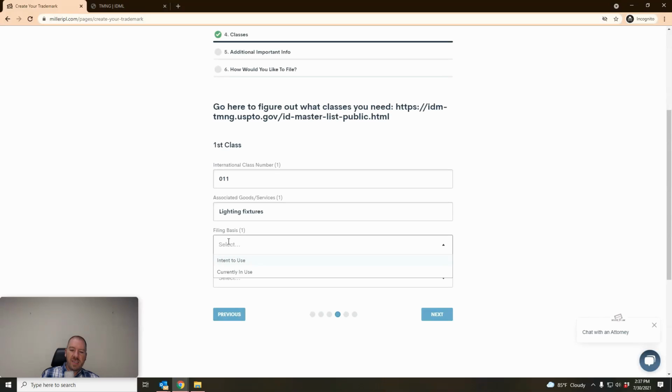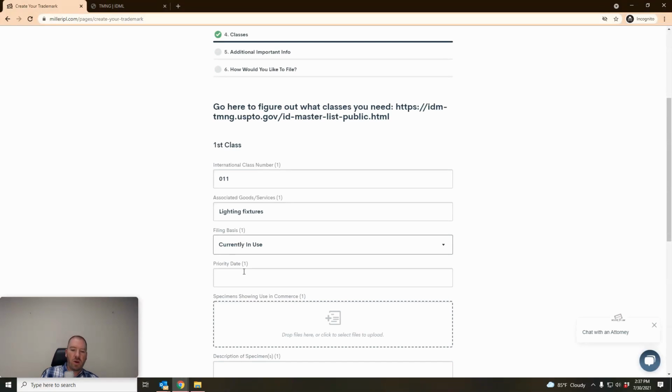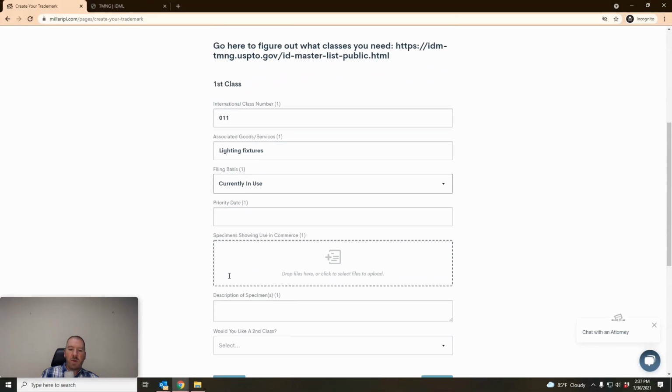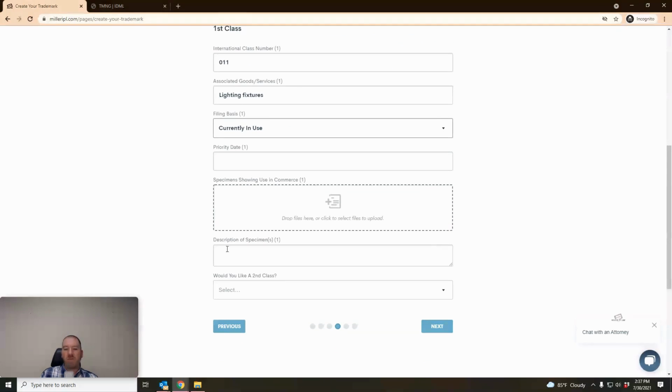Then you're going to select intent to use. That basically means I haven't started using it, and before I start using it, I want to secure that brand so that nobody else comes along and gets it, or afterwards. Alternatively, if you're currently using it, meaning I'm already using this logo or this word and it's already associated with my brand, I have a website up or storefronts or I'm offering the service, whatever it might be, then you're going to choose currently in use, meaning I'm currently using the trademark. If you're currently using the trademark, you have to provide a bit more information.